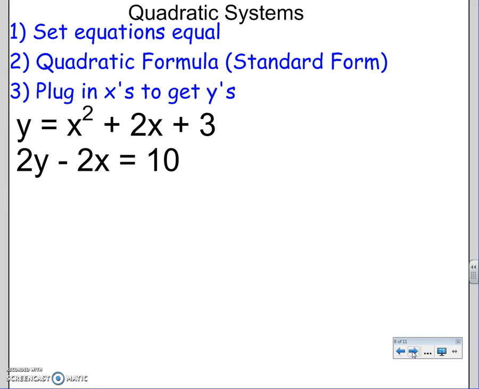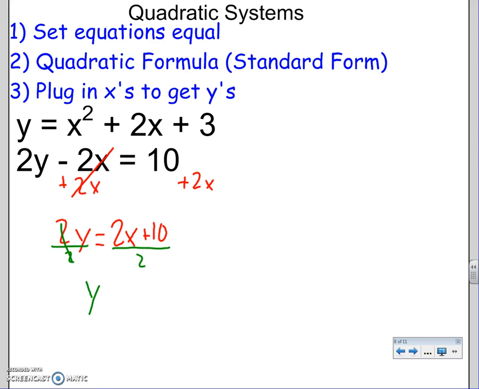Alright, quadratic systems: set the equations equal to each other, then do the quadratic formula. The first one is set up as y equals, with no parentheses. The second one, I just solve for y. So add 2x to both sides. So 2y equals 10 plus 2x. Or if you want, some people put the x in front, just make sure it keeps this positive sign. So 2x plus 10 is the same thing. Then I'm going to divide by 2. I get y equals x plus 5.